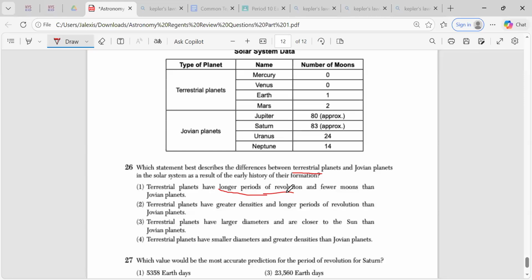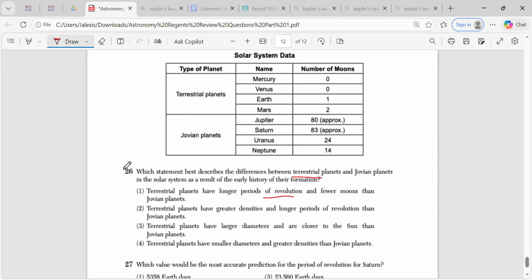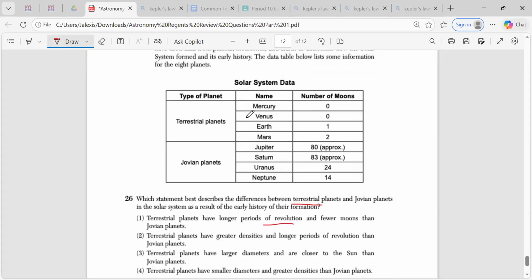I apologize. So let's go through each one just to see what are some things that we can quick check right away. It says terrestrial planets have longer periods of revolution and fewer moons than Jovian planets. Now, this chart does not tell me anything about longer periods of revolution, but the reference tables do. But we're going to get back to that.